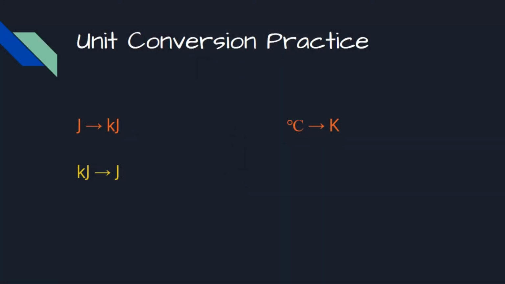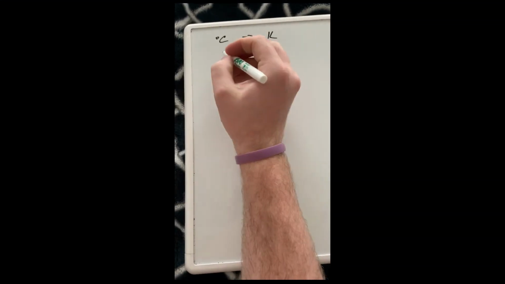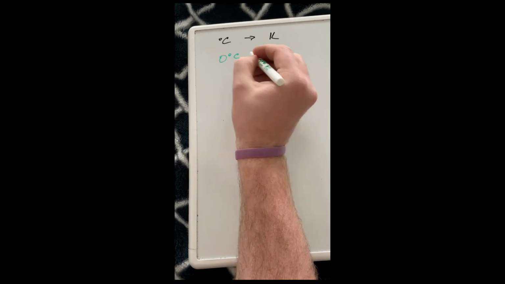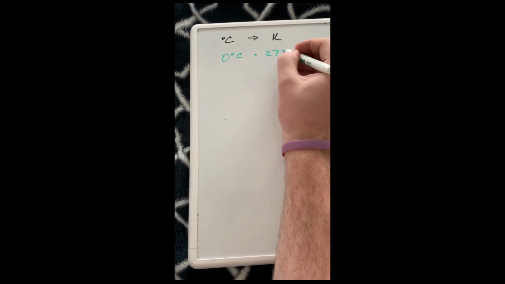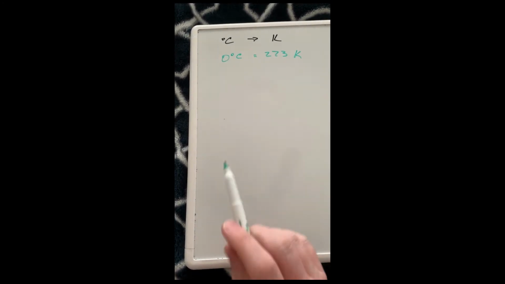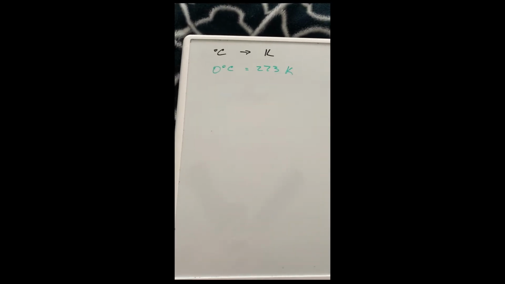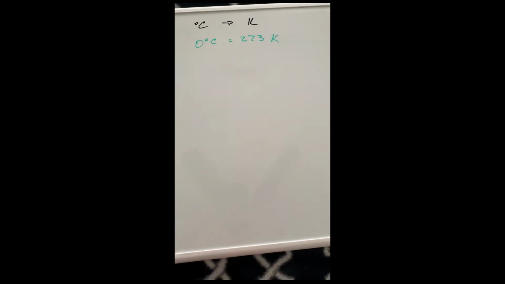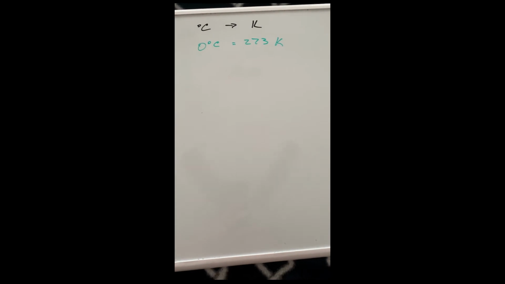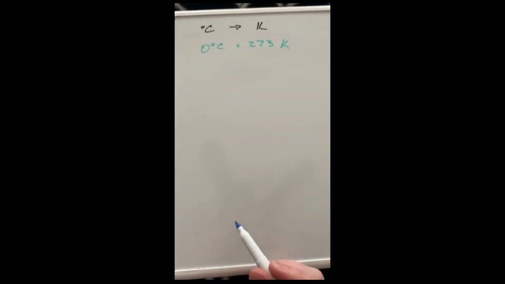And just as a review, let's do one practice of changing Celsius temperatures to Kelvin. All right, so let's review how to convert from degrees Celsius to Kelvin. Remember that 0 degrees Celsius is equal to 273 Kelvin. Now, if you look it up online, it'll say 273.15, but that 0.15 isn't going to make that big of a difference for what we're doing in our class, so we're just going to round it to 273.